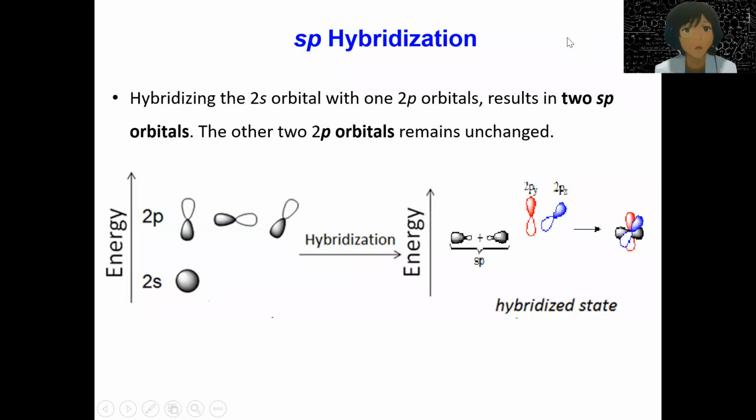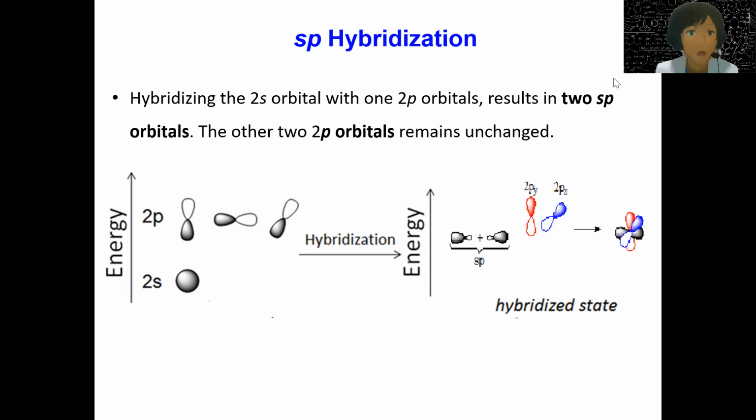After learning about the sp3 and the sp2 hybridization, we are now at sp hybridization. This means that one 2s orbital mixed with one 2p orbital, and this results in two sp orbitals. The other two 2p orbitals remain unchanged.